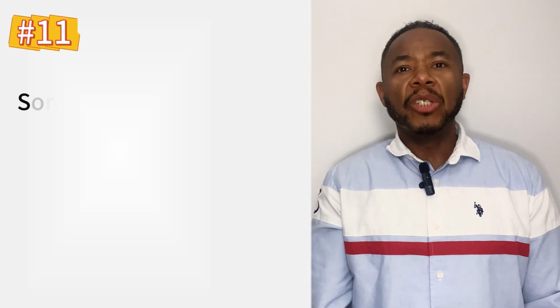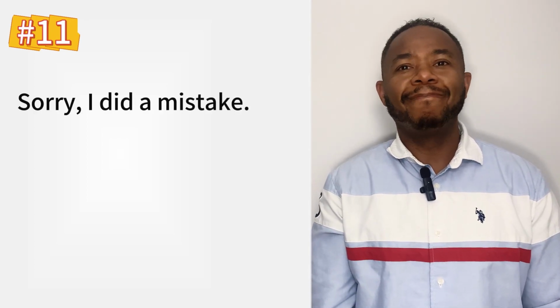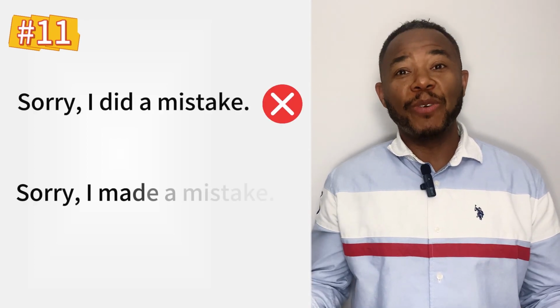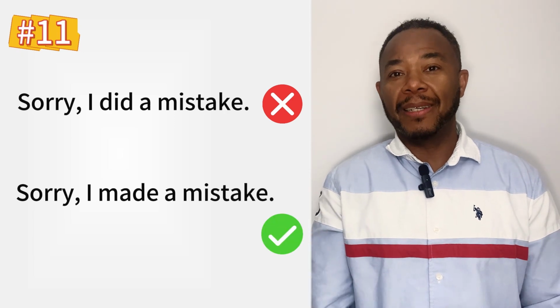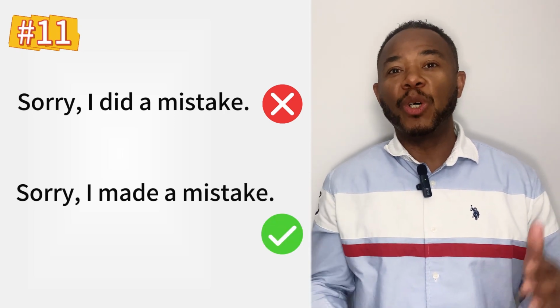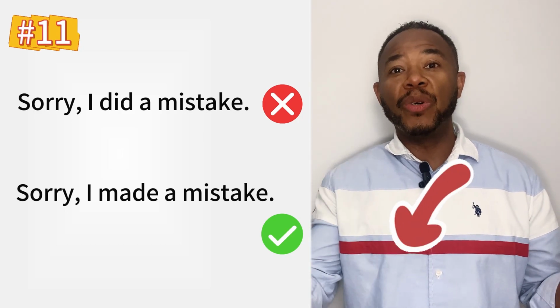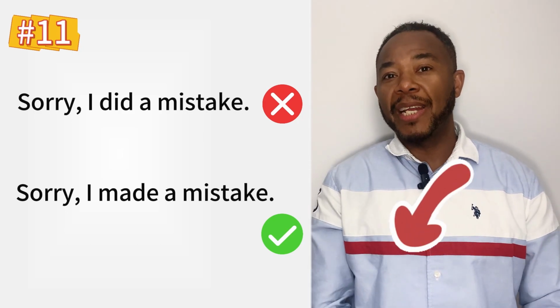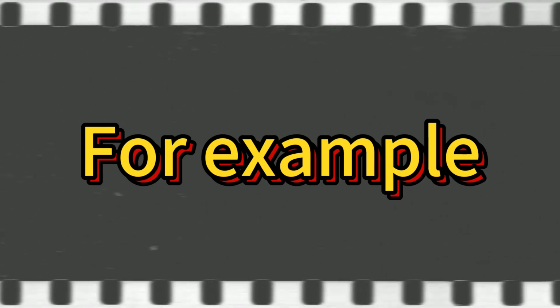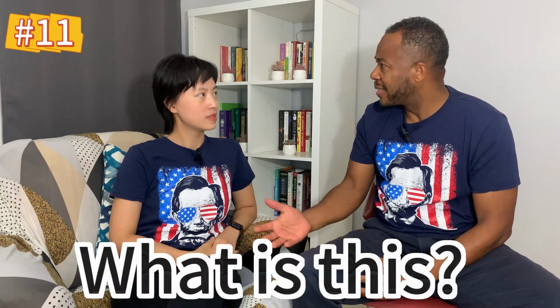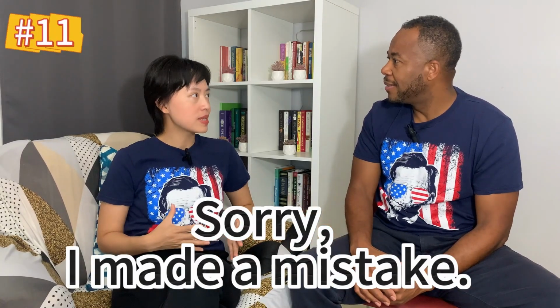Let's do it. Number 11. Sorry, I did a mistake. Sorry, I made a mistake. We make mistakes. We don't do mistakes. I have a lesson on how to use do and make, so maybe you can check it out. For example, what is this? Sorry, I made a mistake.